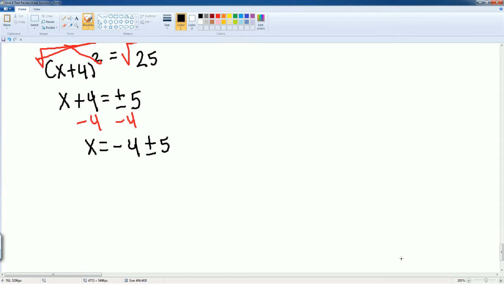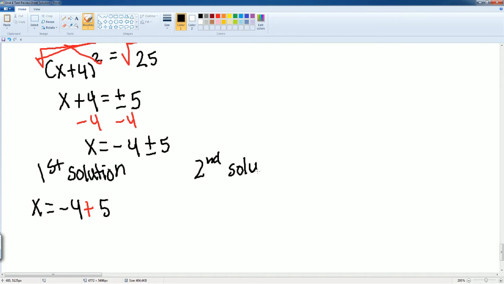All right, so let's go over the first solution. It would be x is equal to negative 4 plus 5, and your second solution would be x is equal to negative 4 minus 5. Negative 4 plus 5 gets us a 1. Then x is equal to negative 4 minus 5, which is a negative 9. So these would be your two solutions.